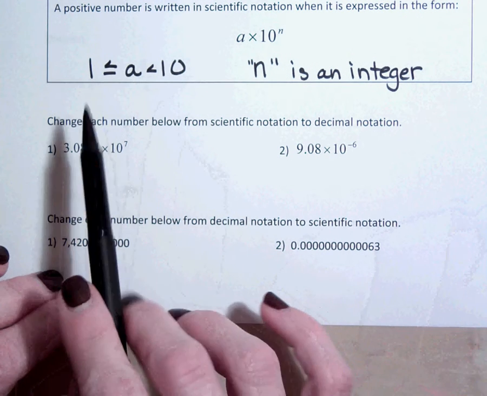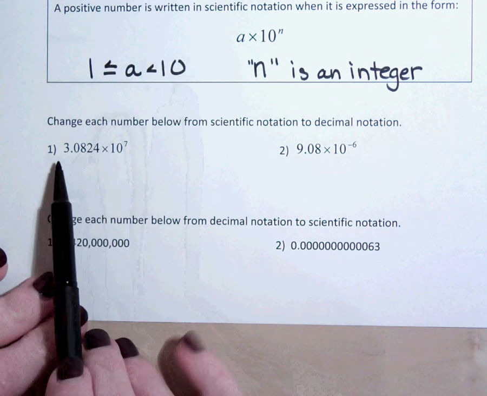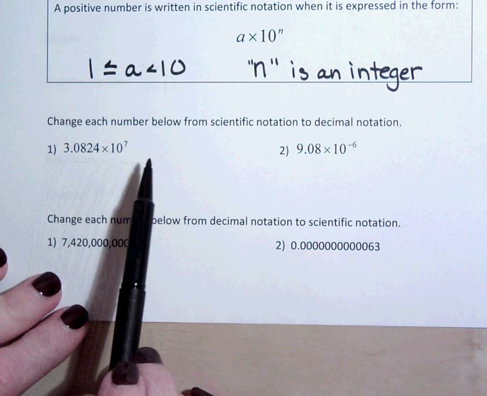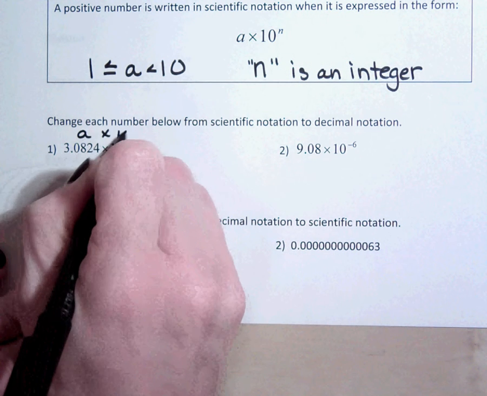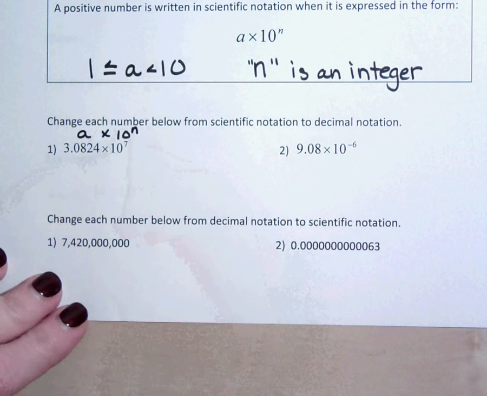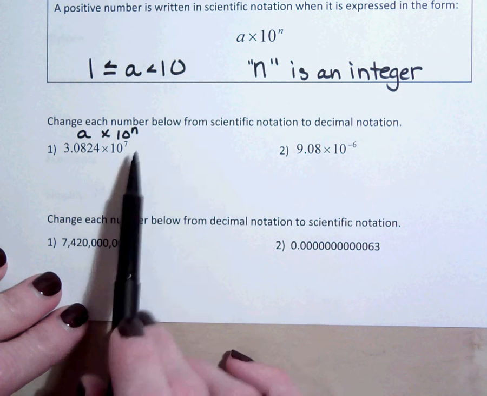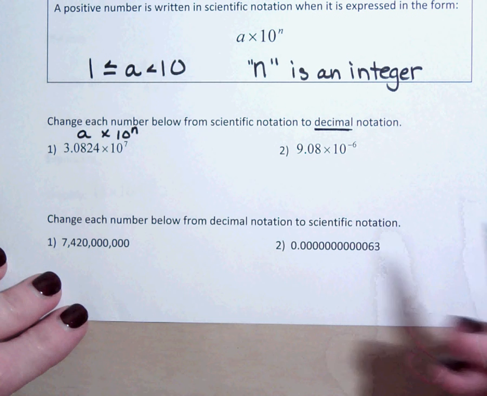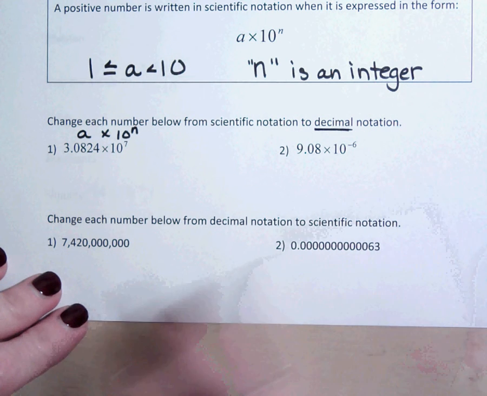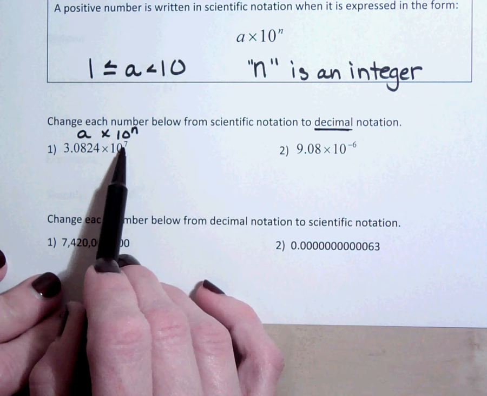So it says change each number below from scientific notation to decimal notation. So I have a number here in scientific notation. So this would be like the a and then times the 10 to the power of n. Notice how a is between 1 and 10. But I want to turn that into decimal notation. Decimal notation, all that means is just like a regular number, like standard form, the regular way you'd write a number. So what I do first is I look at the power of 10.